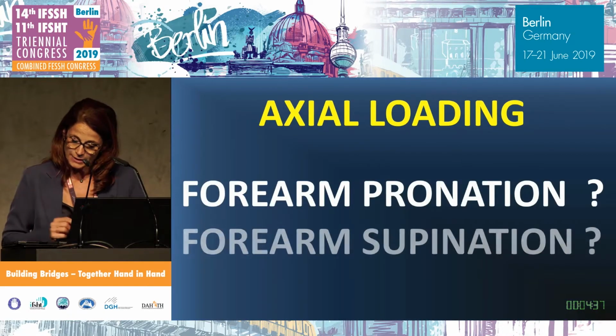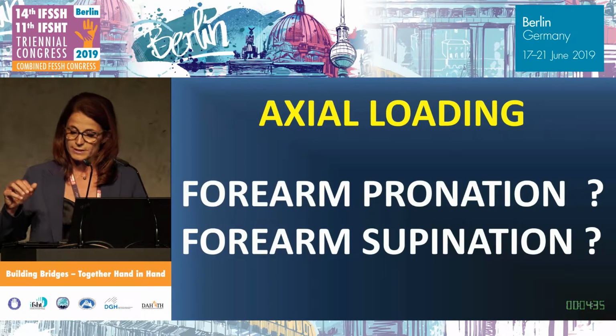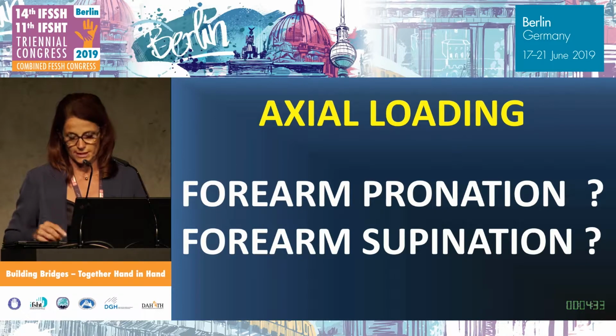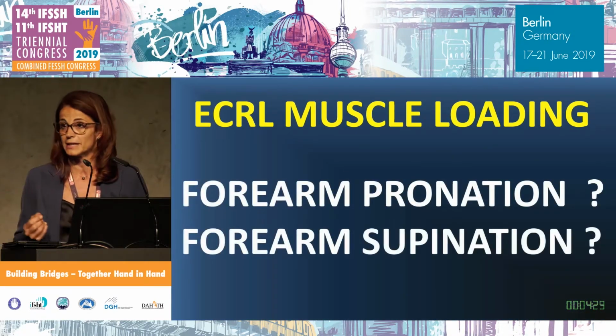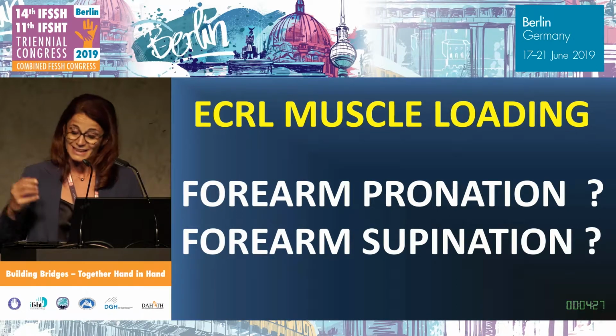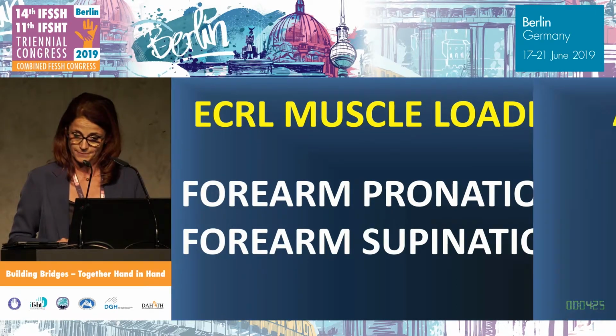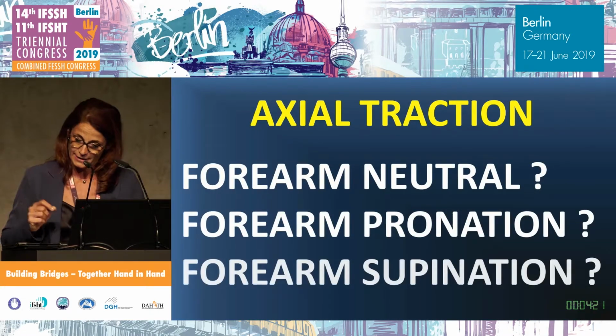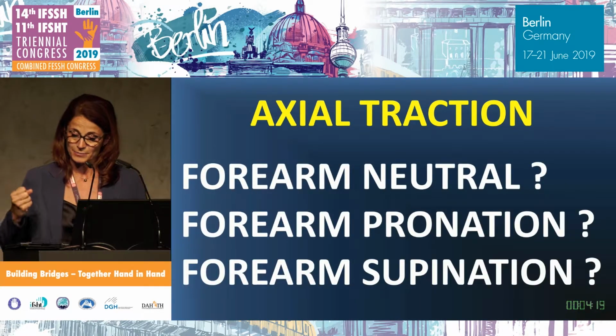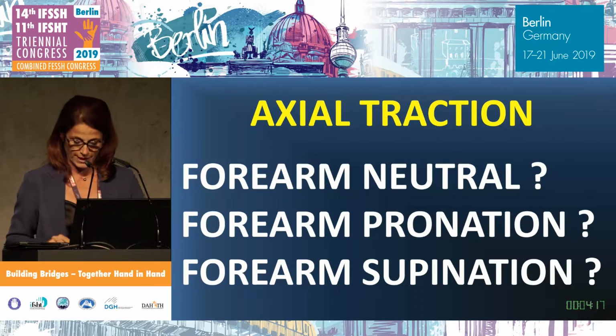But how does forearm rotation influence the axially loaded scapholunate joint? And does the ECRL muscle stabilize the scapholunate joint in any forearm rotation? And how does the scapholunate joint react to an axial carpal traction in any forearm rotation?